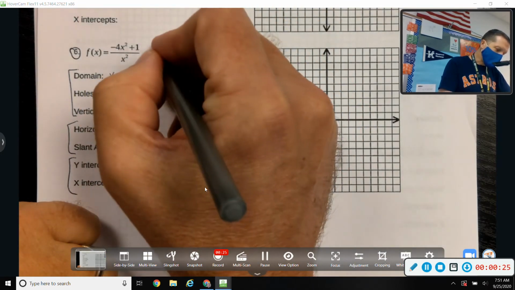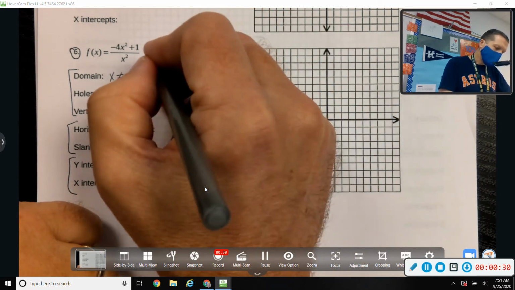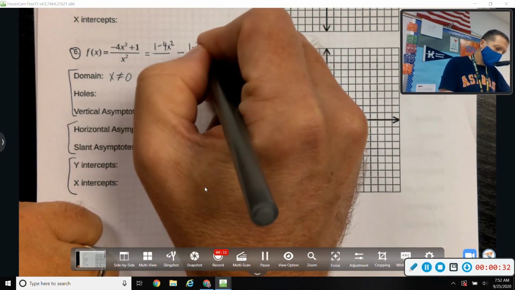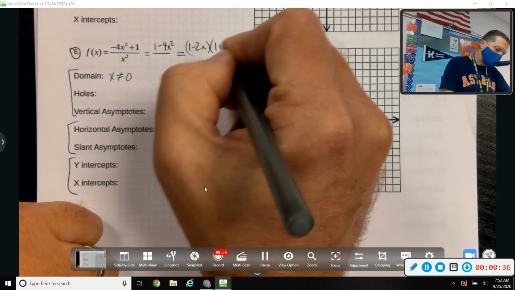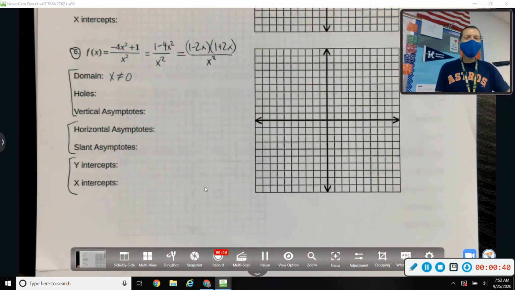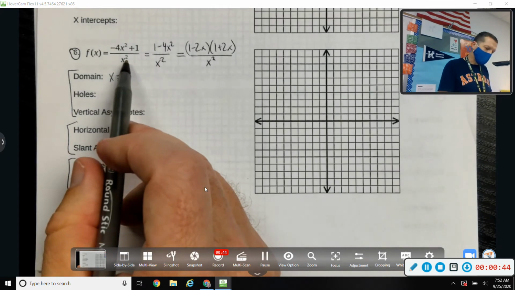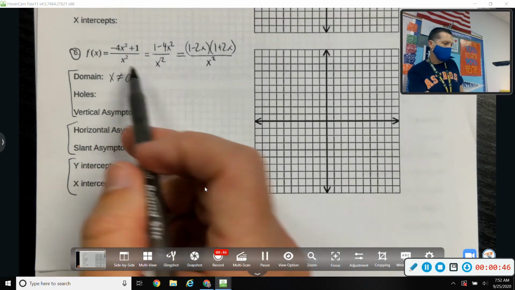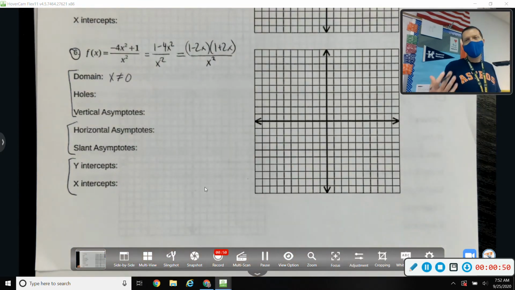I don't know if you want to rewrite it like that, maybe, because that might help us factor it. 1 minus 2x and 1 plus 2x. And I need to factor it to know if anything cancels. So I don't need to factor to see that the domain is x can't be 0, but holes are things that canceled, so I need to factor it to see if things will cancel.